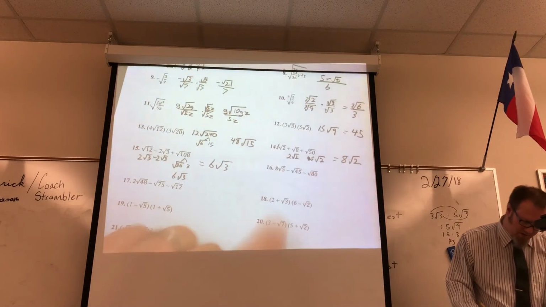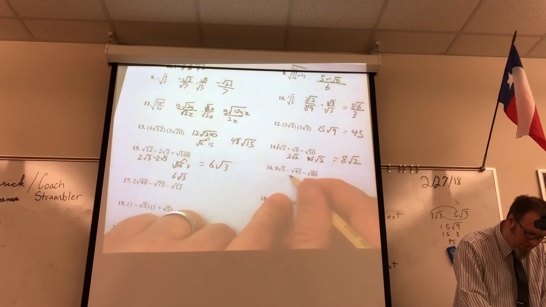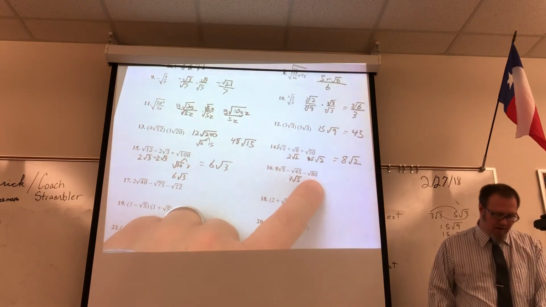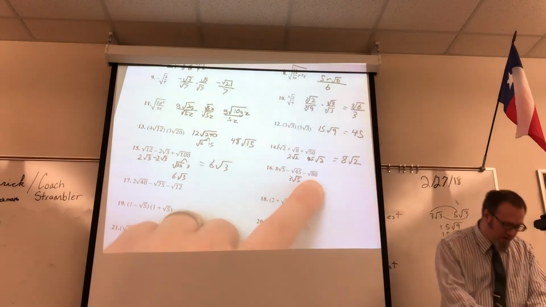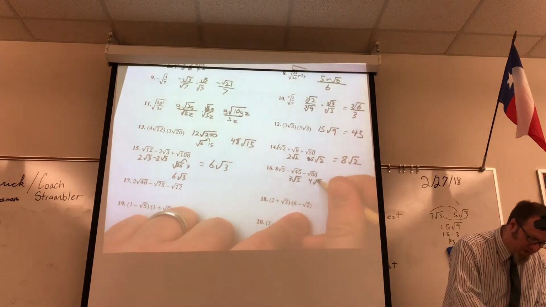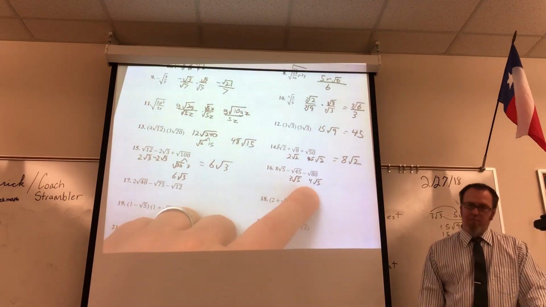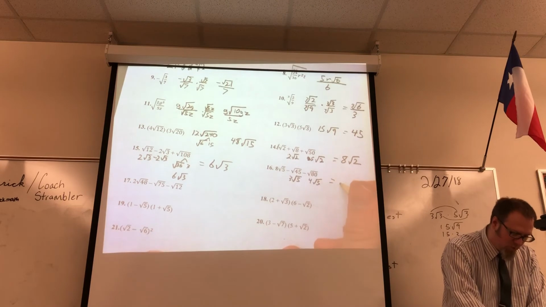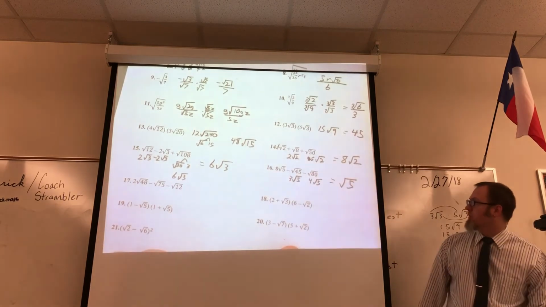On this one, this would be 9 and 5, so that'd be 3 square root of 5. The 80 is going to be 16 and 5, which is 4 square root of 5. 8 minus 3 would be 5, minus 4 would be 1, so that's 1 square root of 5, or just the square root of 5.